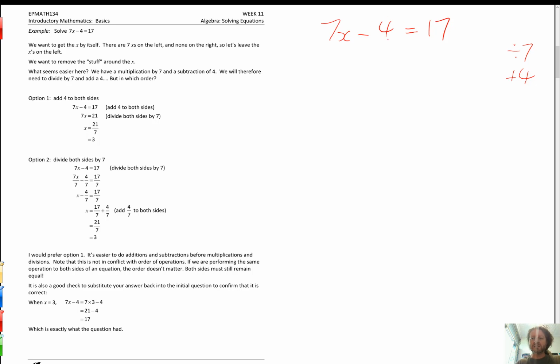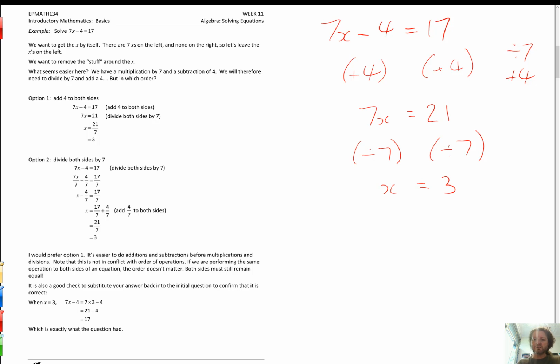I can see it's easy to get rid of plus or minuses. I'm going to get rid of a minus 4 by plussing 4. So the minus 4 plus 4, well, they cancel. That's just 7x equals 17 plus 4, which is 21. And now, to get rid of this, that's a times 7, I'm going to divide by 7. Now, I can write it this way. 7x divided by 7 means the 7 is gone. 21 divided by 7 is 3.